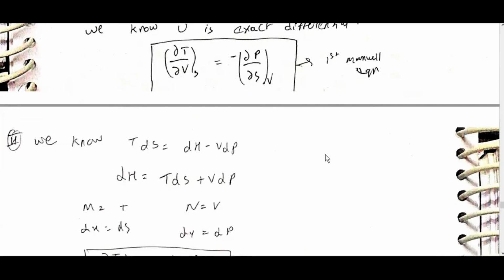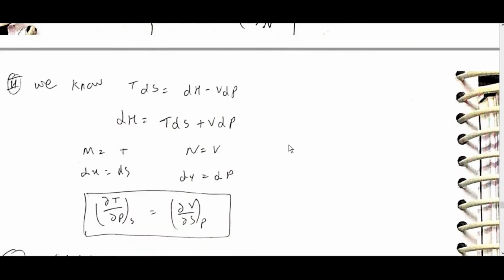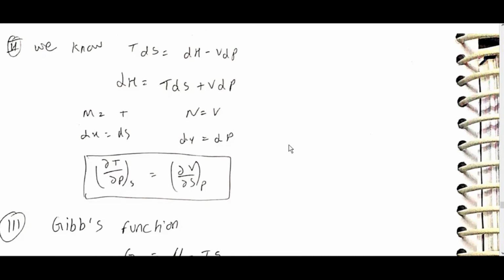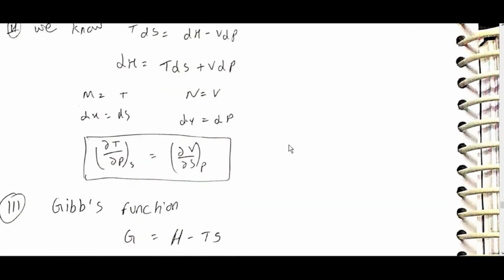First Maxwell equation. We know TdS is equal to dh minus vdp. dh is equal to TdS plus vdp. M is equal to T, N is equal to v. Dx is equal to ds, dy is equal to dp. Dou T by dou p at constant s is equal to dou v by dou s at constant p.